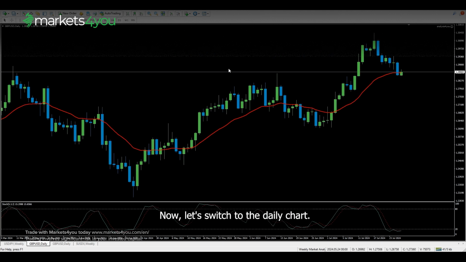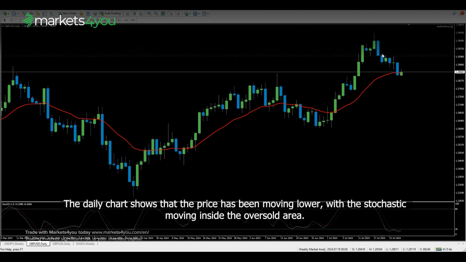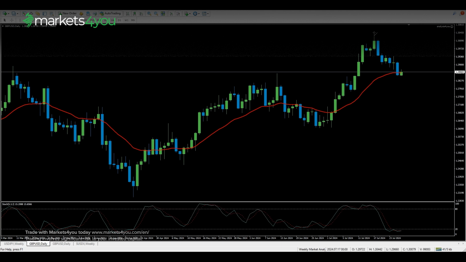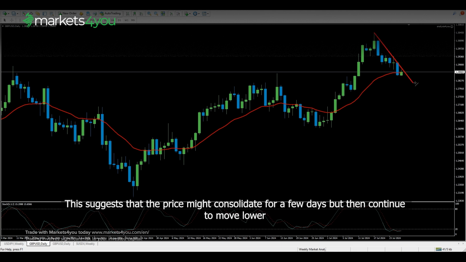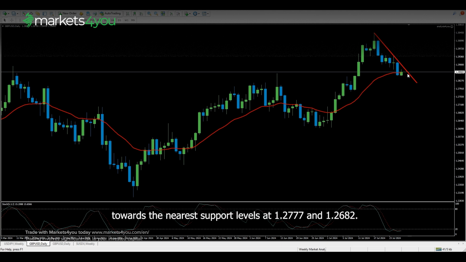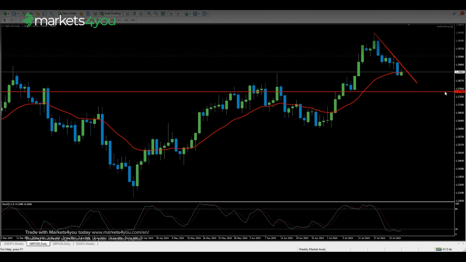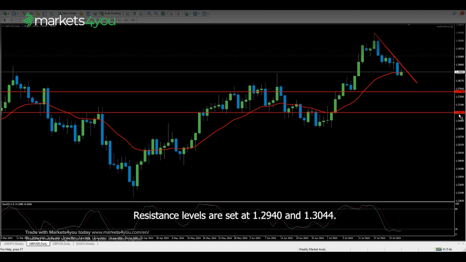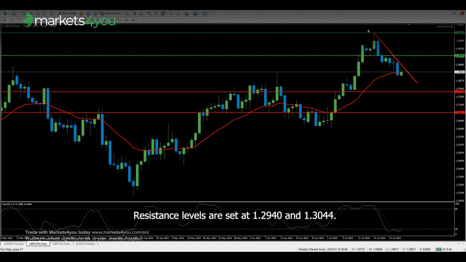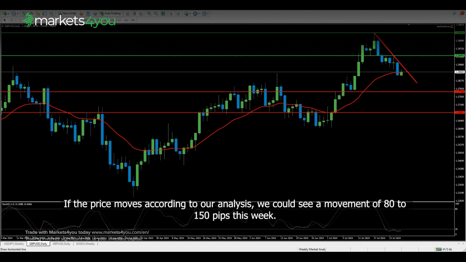Now, let's switch to the daily chart. The daily chart shows that the price has been moving lower, with the stochastic moving inside the oversold area. This suggests that the price might consolidate for a few days but then continue to move lower towards the nearest support levels at 1.2777 and 1.2682. Resistance levels are set at 1.2940 and 1.3044. If the price moves according to our analysis, we could see a movement of 80 to 150 pips this week.